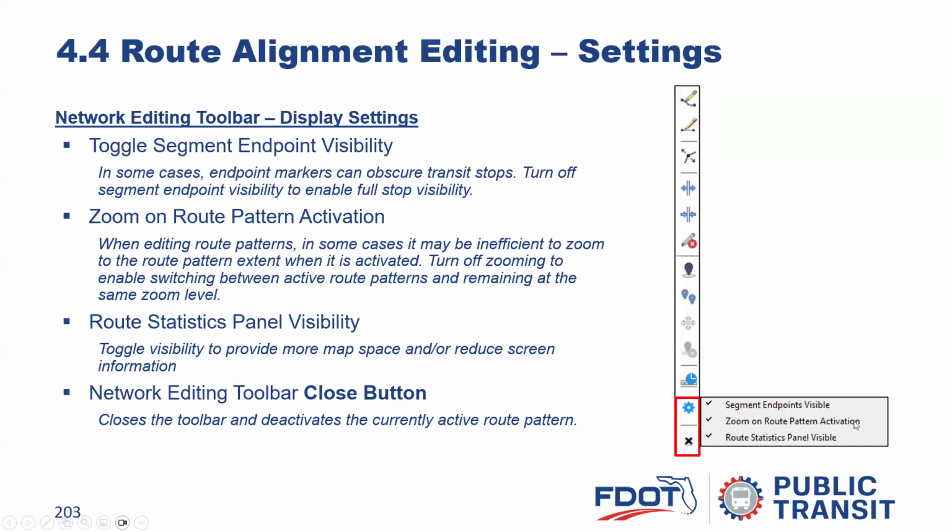The zoom to on route pattern activation. Sometimes if you're editing in a tight area and you're trying to edit multiple alignments concurrently and you're switching between them, you don't want it to zoom out every time. You can toggle that so that it doesn't zoom. And then you have the route statistics panel. If you want to take that off, you can toggle that off as well. So that's the settings. And then the close button at the very bottom.